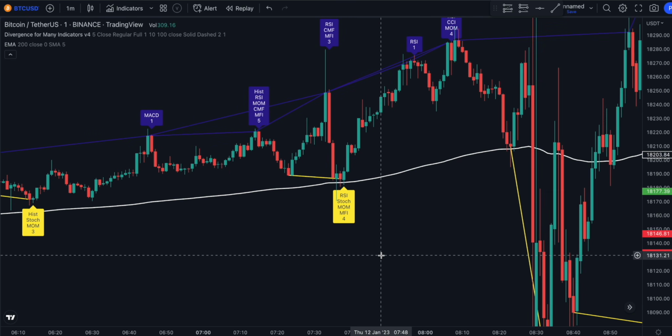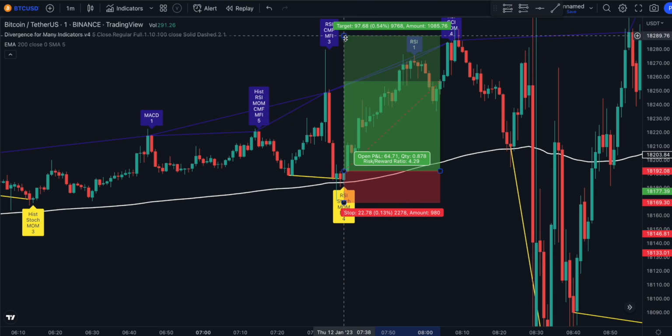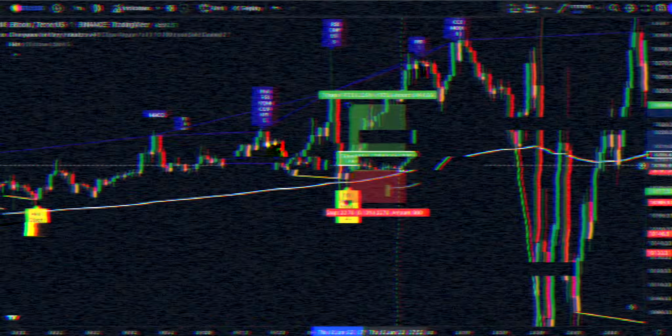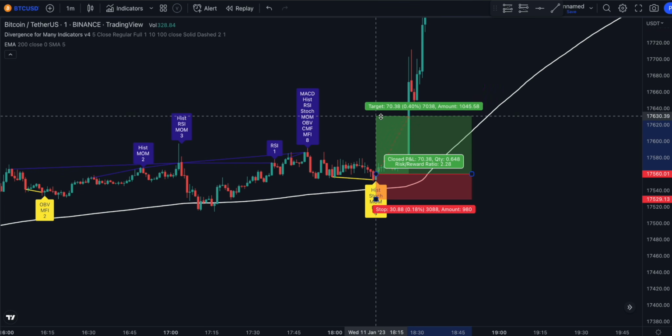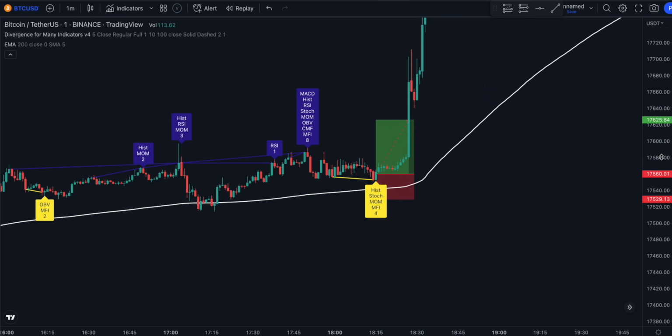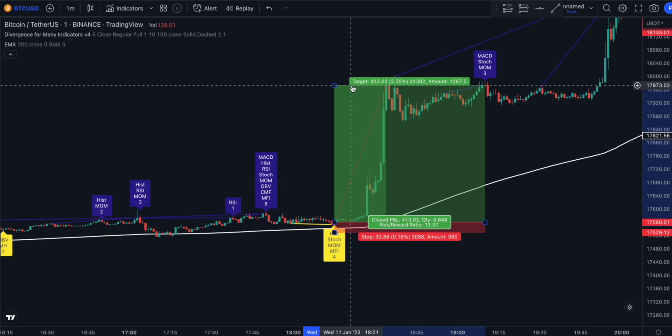Here's another long trade, and this one is much better. We see the price respected the EMA and we had a bullish divergence on 4 indicators. The same thing right here, the price pulled back into the EMA and we had a strong bullish divergence. You can even exit the trade as soon as the indicator finds a bearish divergence. This way you give yourself a chance to make really good profits.